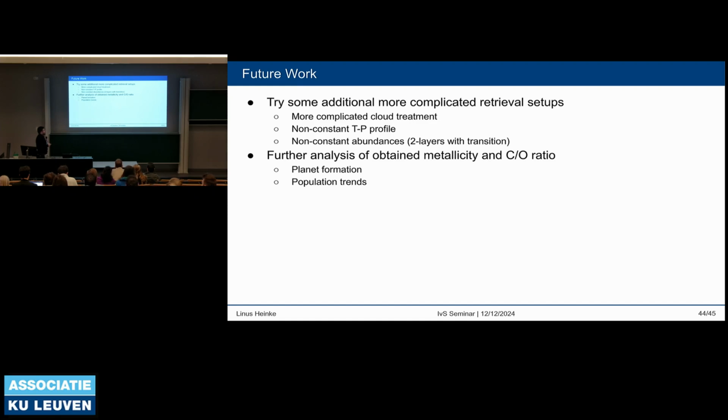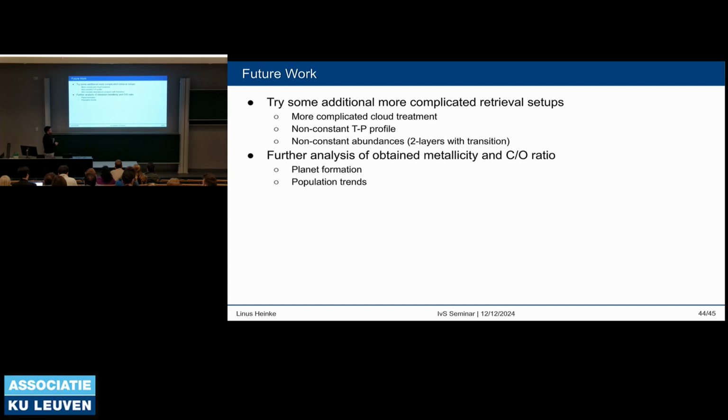Then also non-constant TP profiles, non-constant abundances. So I've started some of that stuff. So far, not much improvement. And then it's interesting to see, when we have the best possible metallicity and C/O ratio constraints that we have, what we can say about planet formation and population trends.